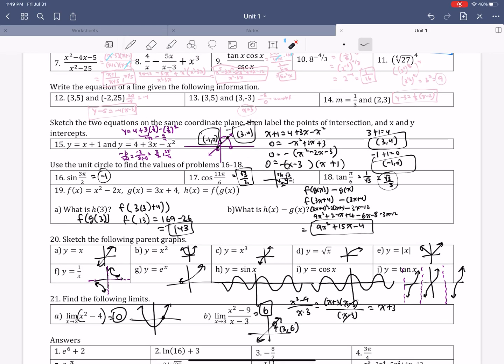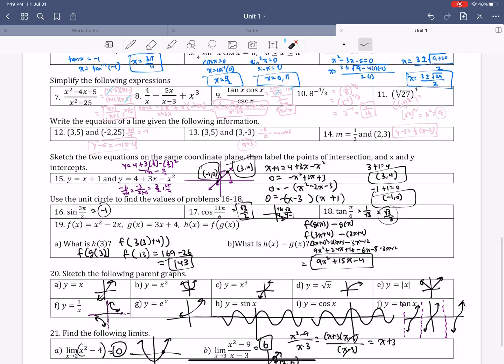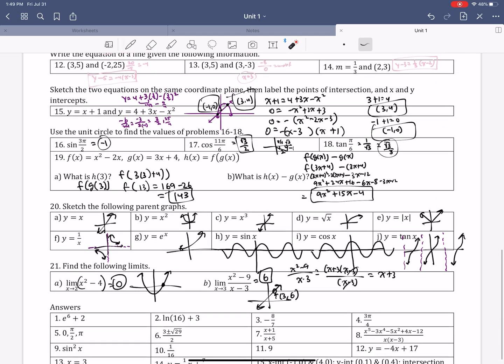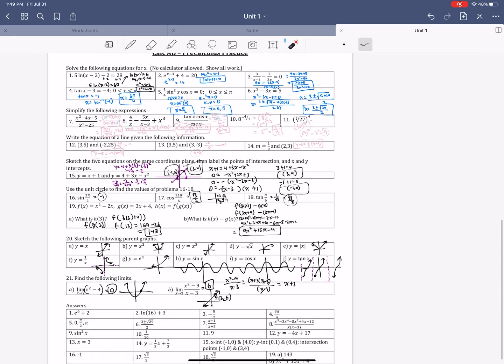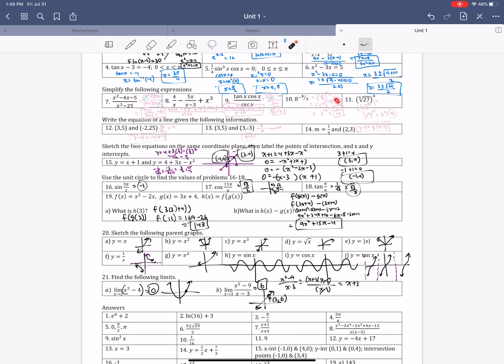Going on now to 7 through 11. So number 11 is going to be 9. We are good. 10 is 1 over 16. We're good. Sine squared x, we're good. X to the 5th minus 3x to the 4th minus 5x squared plus 4x minus 12 over x times x minus 3. Okay, we're good there. I do think the denominator should be x squared minus 3x if you're fully simplifying. Number 8 is going to be, well, that was 8. Number 7 is x plus 1 over x plus 5. Good, and we include the exclusions, so even better.